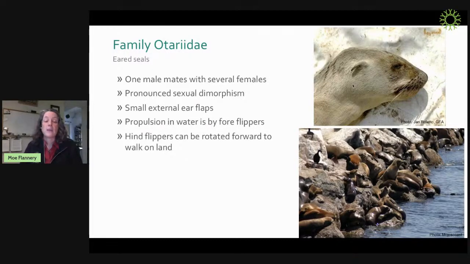In the otariids, one male mates with many females. He has a group of females. There is pronounced sexual dimorphism in the species. That means that males are typically much larger than females, and they propel themselves in the water by using their foreflippers. So they have pretty large foreflippers for moving through the water. And their hind flippers can be rotated at the hips so that they can walk on land. Those are the key characteristics of otariids.